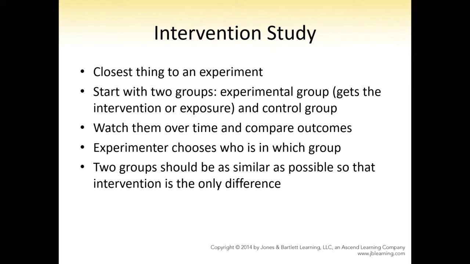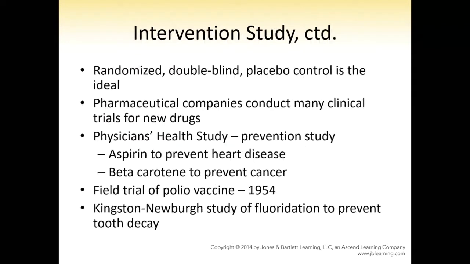So that is called an intervention study. There are two groups, an experimental group and a control group. They're observed over time to see what the impact is. Ideally, a randomized double-blind placebo control is ideal. I'm not going to get into it. It gets a little more involved. You can look it up.